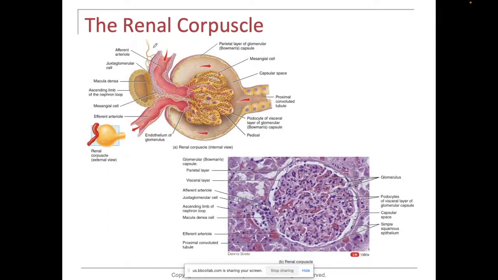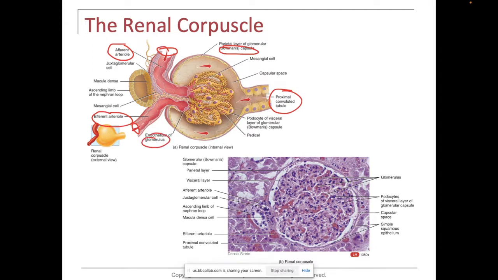So here's the afferent arteriole. Here's the efferent arteriole. You can see that this one is more open and dilated than this one. So blood comes in at a faster rate than it can exit. Here is the capsule itself, right? The Bowman's capsule right here. And this is the beginning of the proximal convoluted tubule. You can see the cuboidal cells here. Right here in the center, this is the glomerulus.